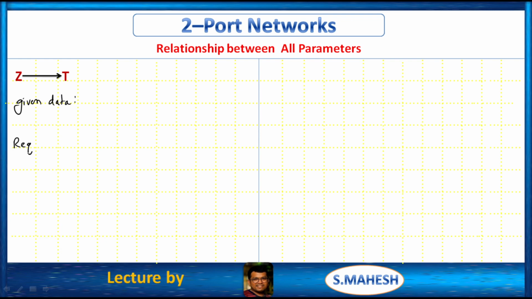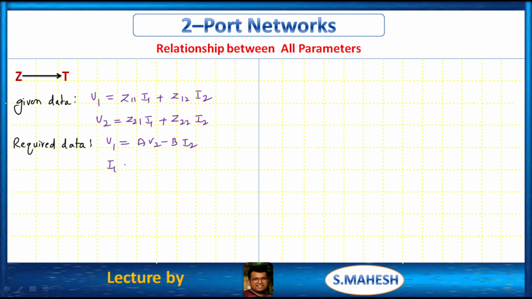Next, the required data. Given data is Z parameters: V1 is equal to Z11 I1 plus Z12 I2, and V2 is equal to Z21 I1 plus Z22 I2. From this required data, the input supply voltage V1 is equal to AV2 minus BI2, and I1 is equal to CV2 minus DI2.